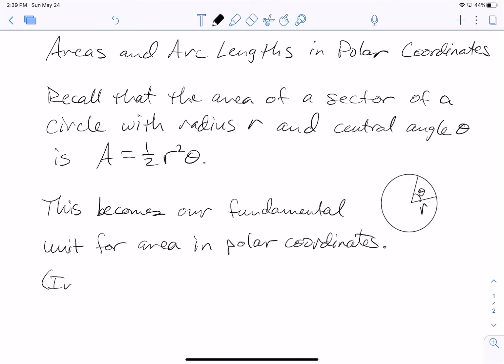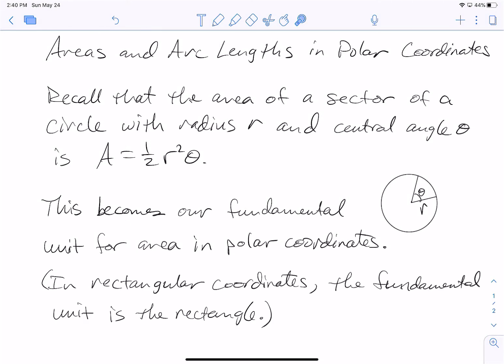For reference, in rectangular coordinates, the fundamental unit is the rectangle. In other words, for polar coordinates, the formula A equals 1/2 r squared theta plays the same role that a rectangle does in developing the integral formula in the xy coordinate system.